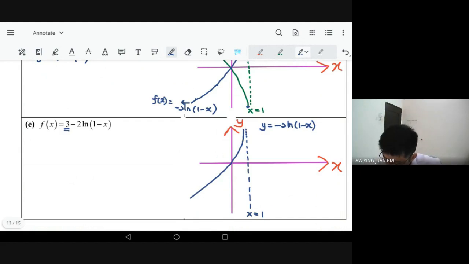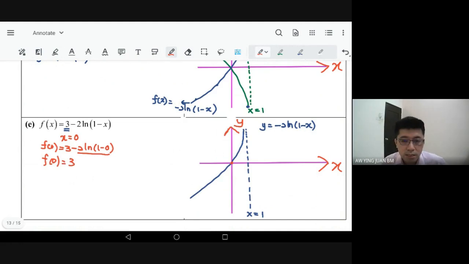Cuba imagine ya, kalau you bawa ke 3 unit. Nak tahu nilai dia berapa? Apa yang kita boleh buat? When x is equals to 0. So, kita akan dapat f0 equals to 3 minus 2 ln 1 minus 0. Tekan kalkulator. Ln 1 is equals to 0. So, bermaksudnya f0 is equals to 3. Bermakna dia tadi kosongkan dia punya intercept. Sekarang jadi 1, 2, 3. Di sini intercept dia. Boleh?